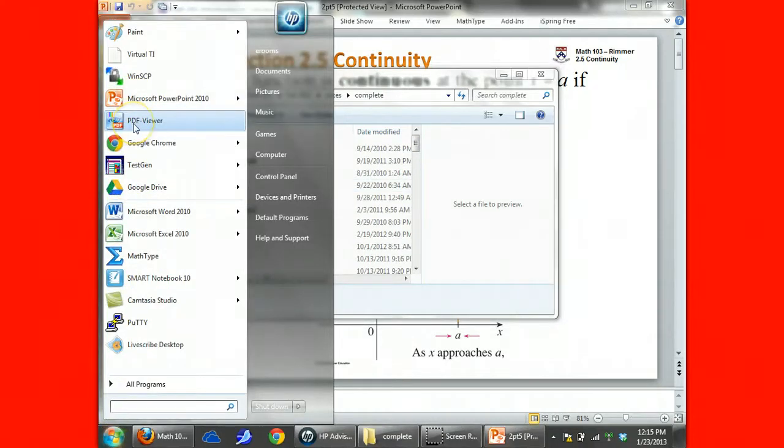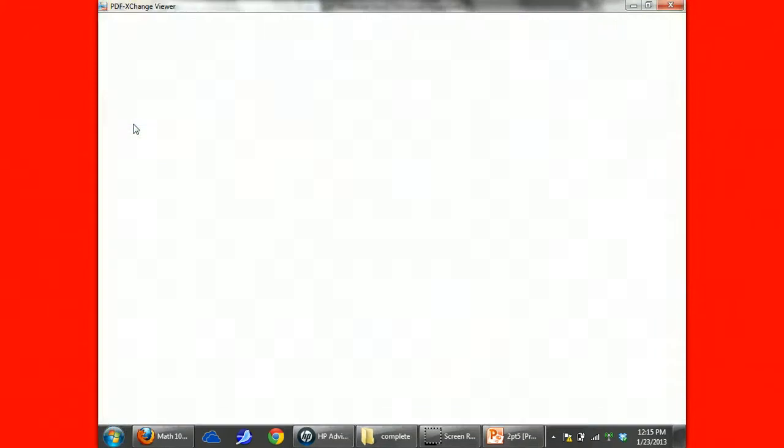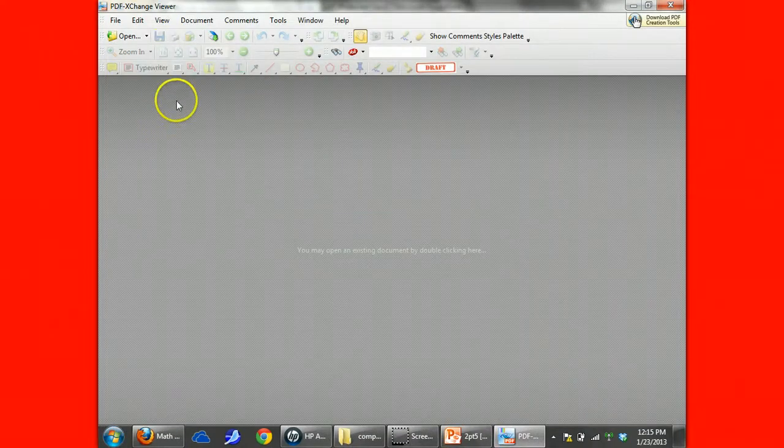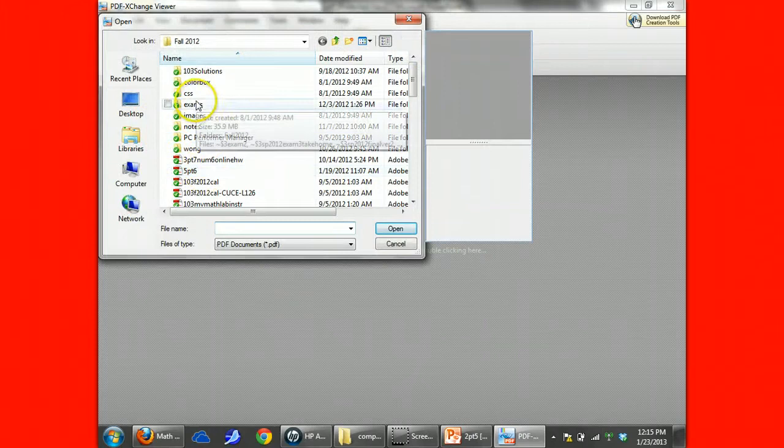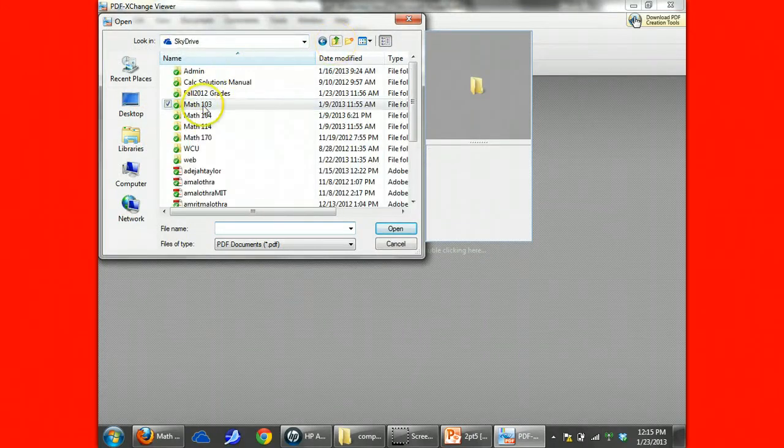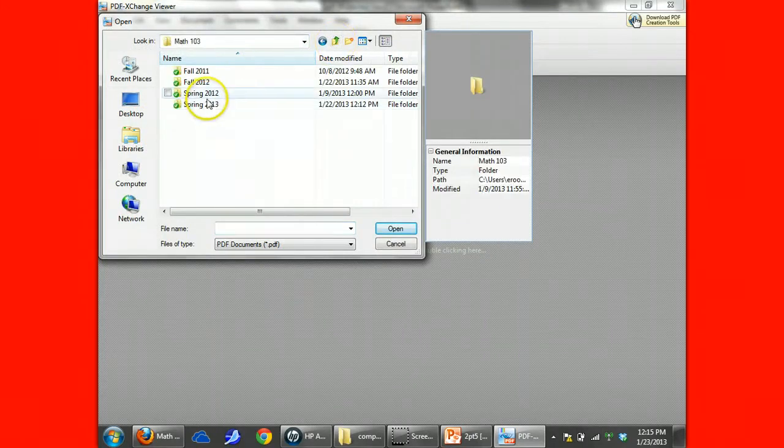If you like to take computer notes, and you have some kind of tablet, there's this program called PDF Exchange Viewer, a free program, and it lets you write on PDFs. I'm going to write on the PDF just like you would if you were taking notes.